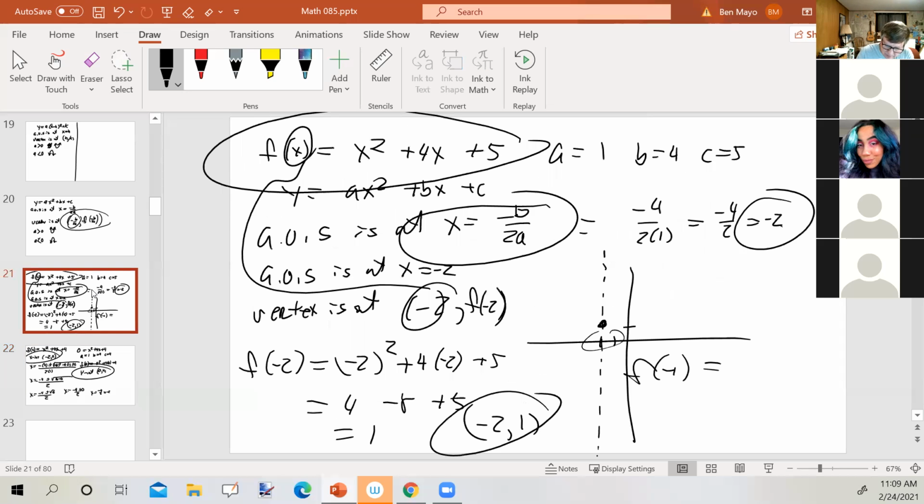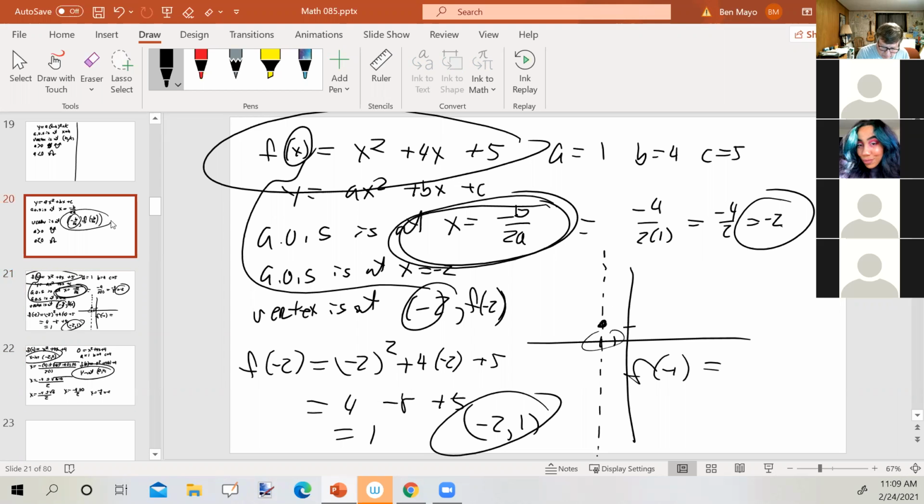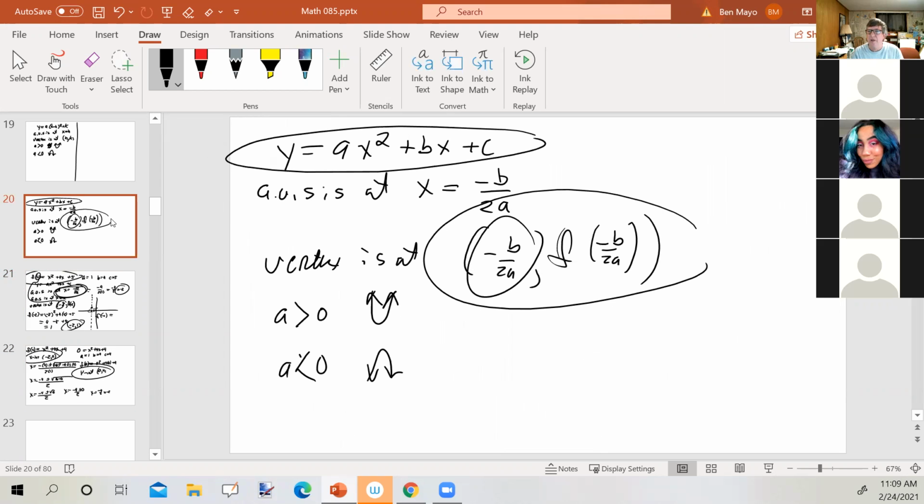You'd use X equals -B over 2A to find the axis of symmetry. You'd plug that X value in to find the vertex. Okay, so we're still doing the same thing with this new formula. We're still finding the axis of symmetry and the vertex, but we're also finding the X and Y-intercepts. And again, to find the X-intercept, set Y equal to 0. To find the Y-intercept, set X equal to 0.